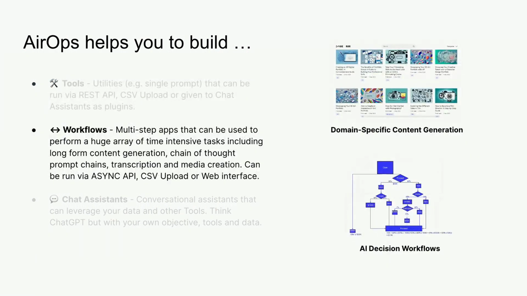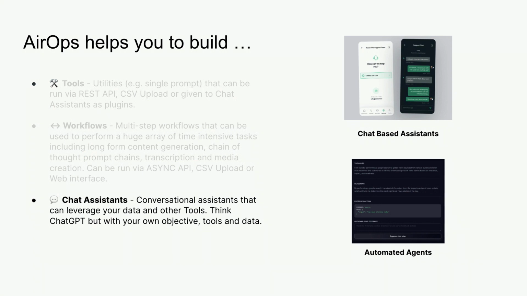The next step, or the evolution of that, is a workflow. A workflow is a multi-step process. These can do a huge array of things, but generally include multiple large language model components, and other logical steps that chain prompts together, create transcriptions, create long-form content, and create media content at scale. These are usually run asynchronously, sometimes in batch, and often integrated into web interfaces. And finally, probably the ones most end consumers of AI are most familiar with are chat assistants. Think ChatGPT, but tuned specifically to a business purpose with the right context and the right process built in.